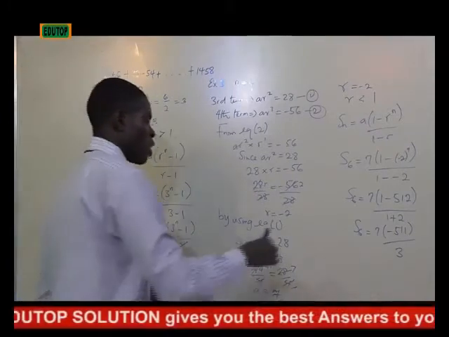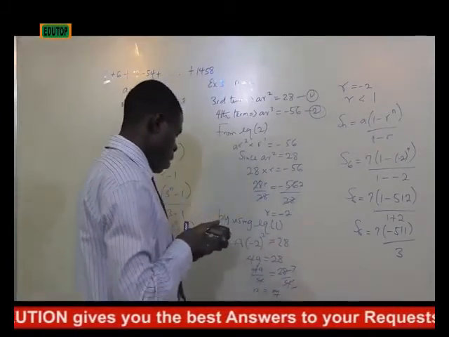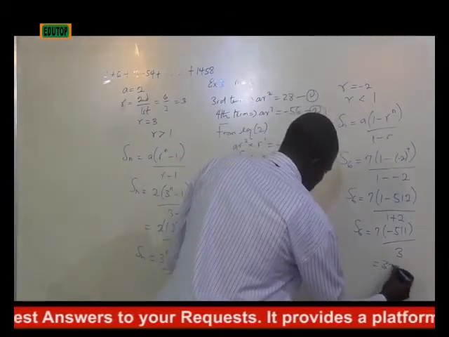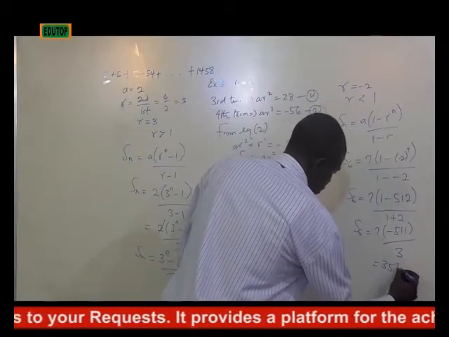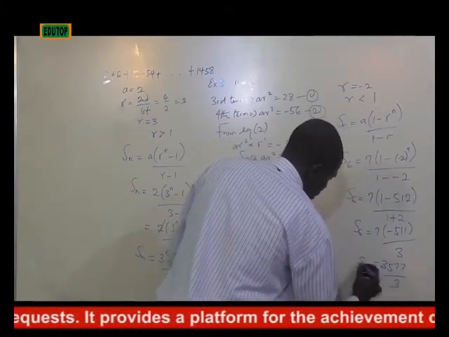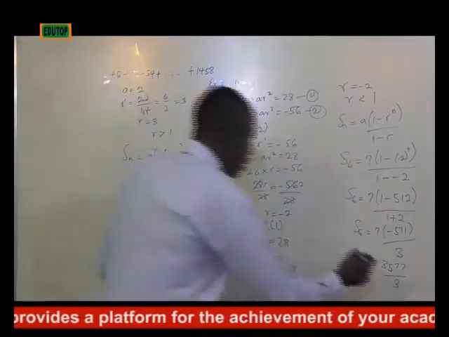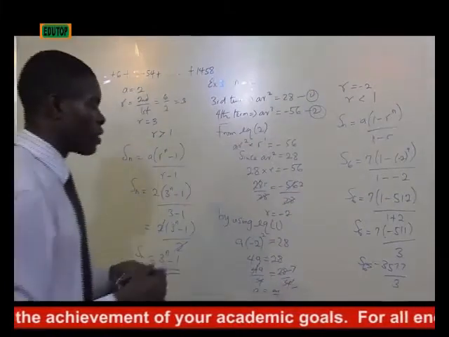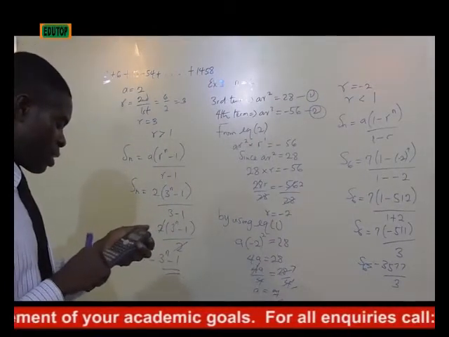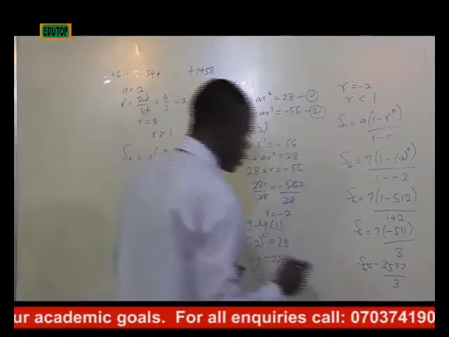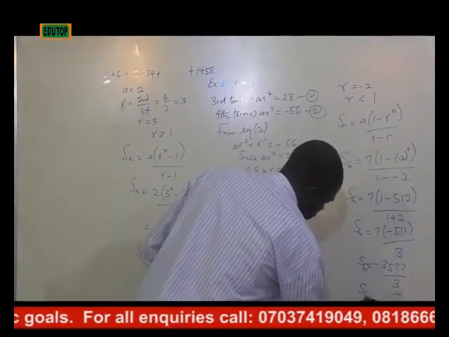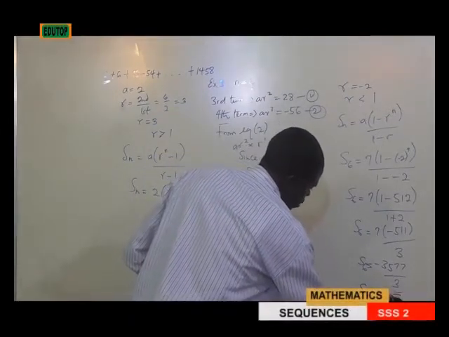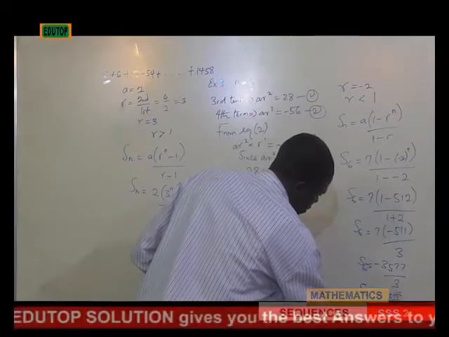So if you evaluate this, 511 multiplied by 7, we have 3,577 divided by 3. So S6, we have, there is a minus here, so we have minus 3,577 divided by 3. So this will be our S6. So the sum of the first 6 terms will be minus 3,577 divided by 3.